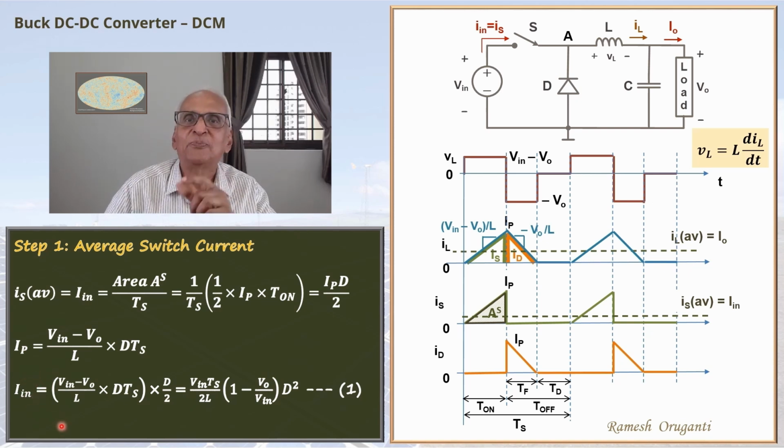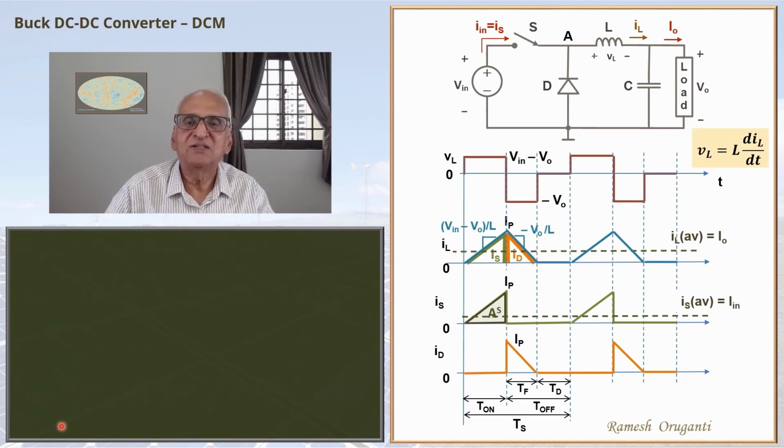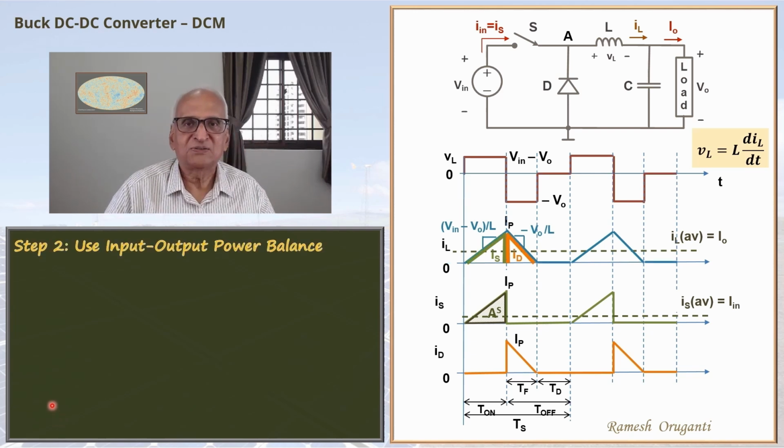But we don't know the input current. So what should we do? So step 2 of this method is to find the relationship between input current and output current. Because we assume that we know output current because we are connecting the load to the circuit, so we know how much current we are drawing.